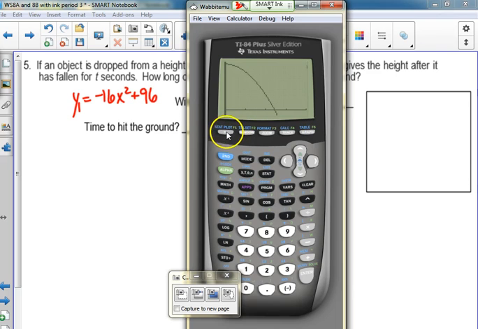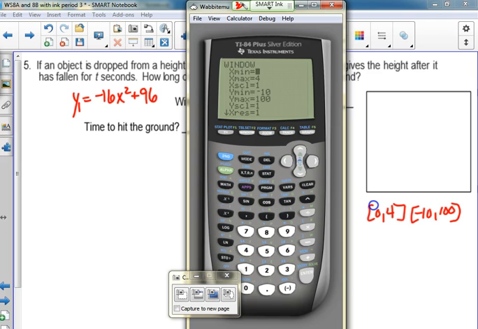All right, my window turned out pretty good. So again, here's my window, 0 to 4 and negative 10 to 100. You don't have to have exactly the same window. Any questions about what would be an okay window? This time I'll sketch, I guess.